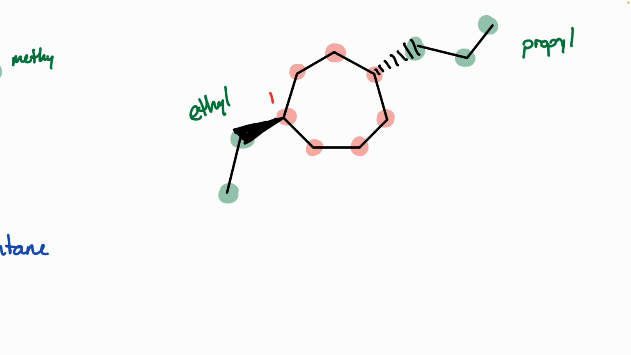Okay, I can number 1, 2, 3, 4, or I could go the other direction, 1, 2, 3, 4. Which one of these am I going to pick, red or blue? Red. Right, so in this case, it's a tie. It's a 1 and 4 no matter what. So we break that tie with our alphabetical order. And E comes before P in the alphabet. So this would be 1-ethyl-4-propyl-cycloheptane.